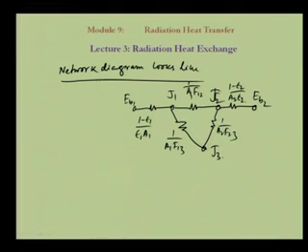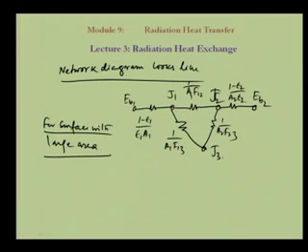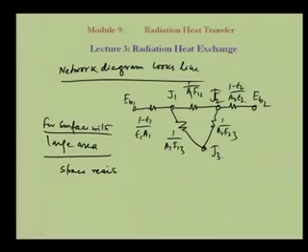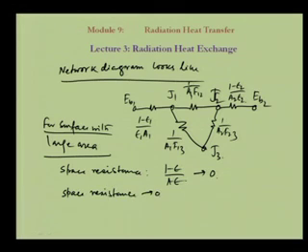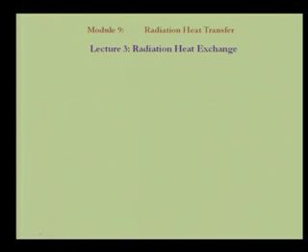Fine. Now, another case is a surface with large area. We understand that when the area is high, the surface resistance, which is 1 minus epsilon by A into epsilon, tends to 0 because the area is very high. That means the surface behaves like a black body. Then the radiation network diagram becomes like this.